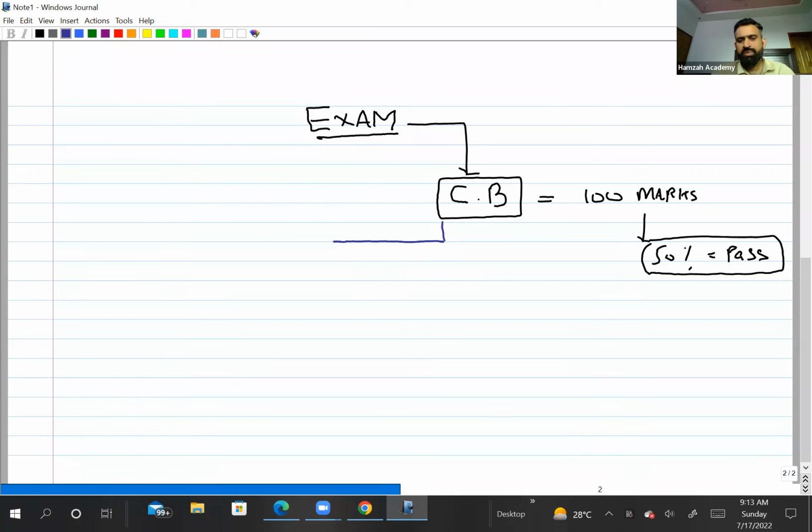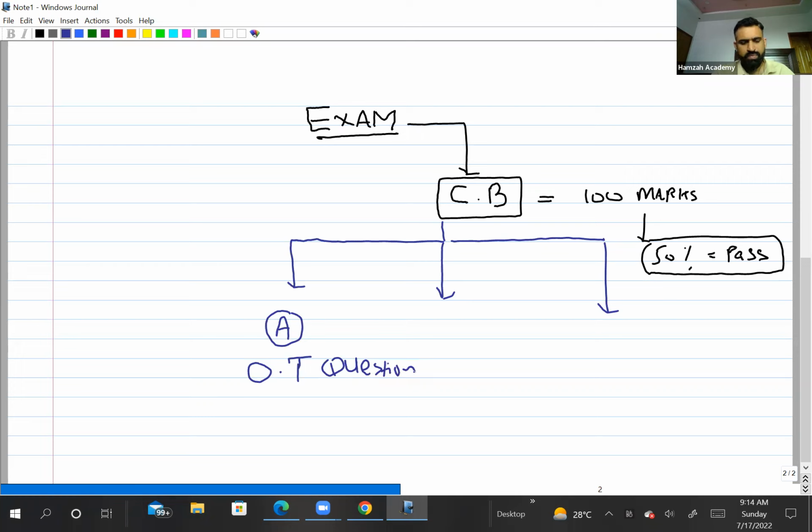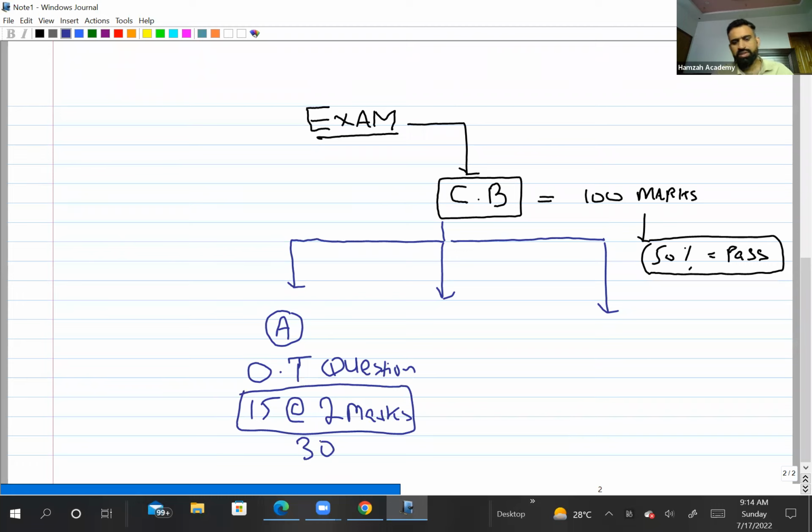This exam will consist of 3 parts. Part A will be OT questions, and there will be a total of 15 OT questions, and each OT question will carry 2 marks. So we have 30 marks in Part A.